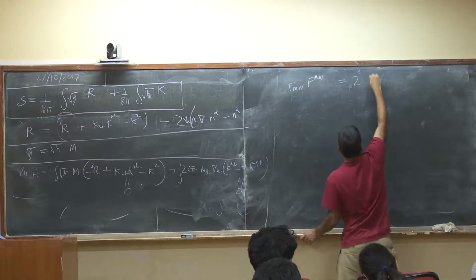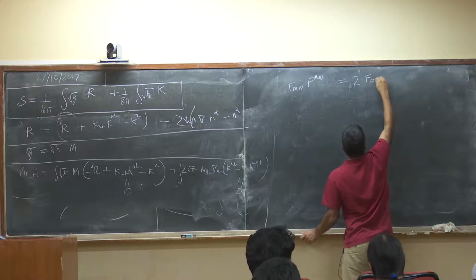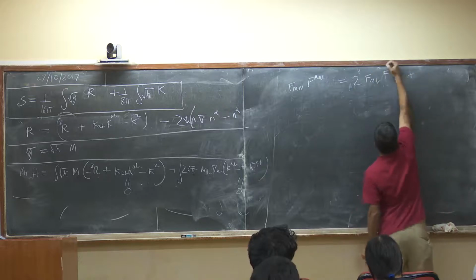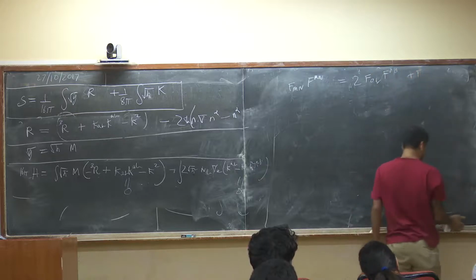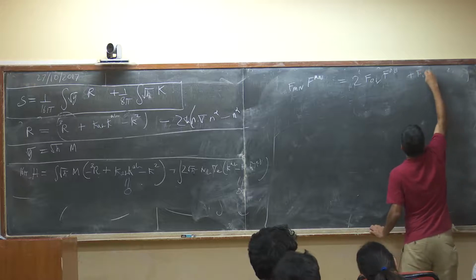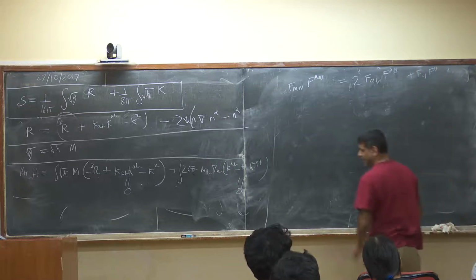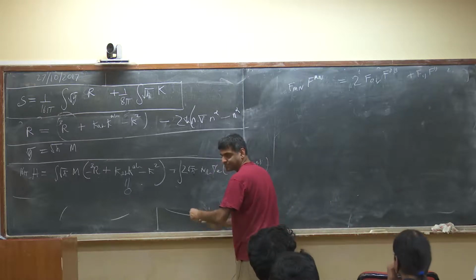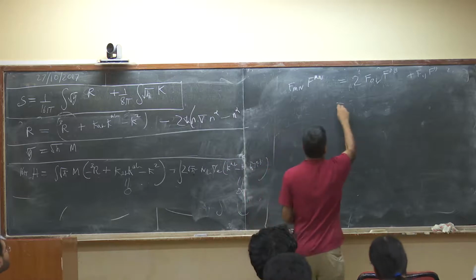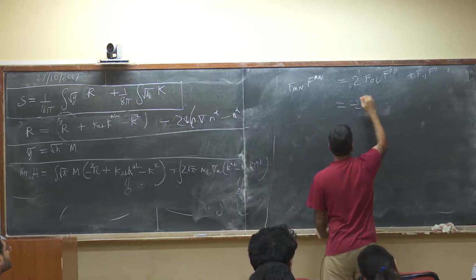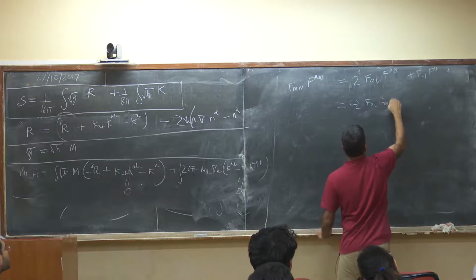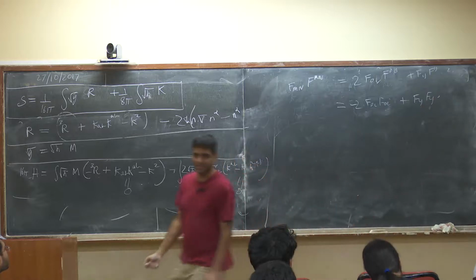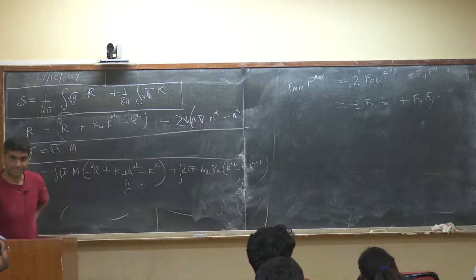And you write this as 2 times F0m, F0m plus 0I, F0I plus Fij, Fij. And then you write everything in terms of lowers. Okay. So you write this as 2 minus 2 F0I, F0I plus Fij, Fij. This is your Lagrangian up to some overall constant.